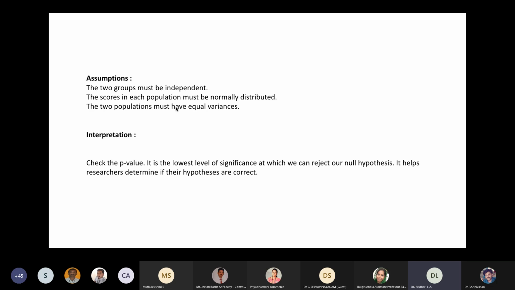Yeah, the t-test. I'll show the t-test. What is the t-test? The assumption is that the two groups must be independent, the scores in each population must be normally distributed, and the populations must have equal variances. That is very important. You need to check the p-value; if it is low, the result is significant and we can reject the null hypothesis. Always we have to set the null hypothesis when using this kind of t-test.